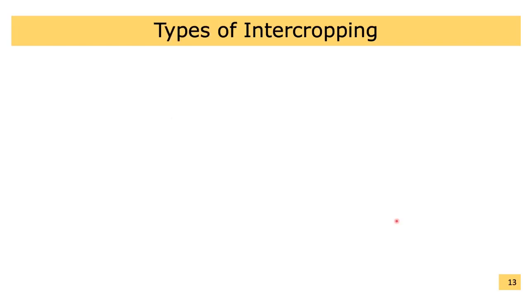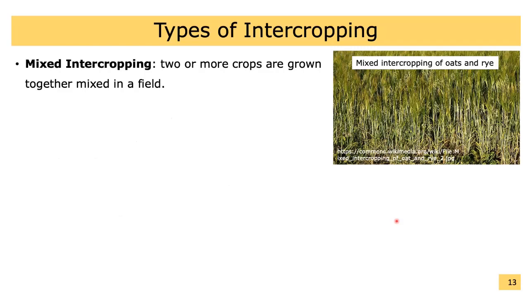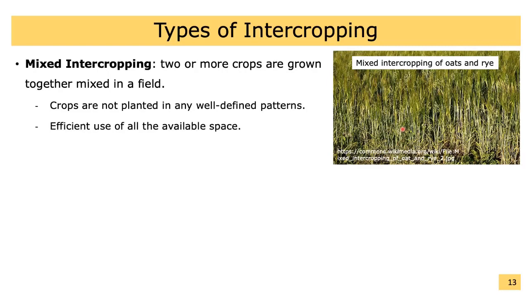Types of intercropping. First type of intercropping is called mixed intercropping, where two or more crops are grown together mixed in a field. In this picture, you see mixed intercropping of oat and rye crop. Crops are not planted in any well-defined patterns. There is efficient use of all the available spaces in mixed intercropping, but it's difficult to harvest crop separately.